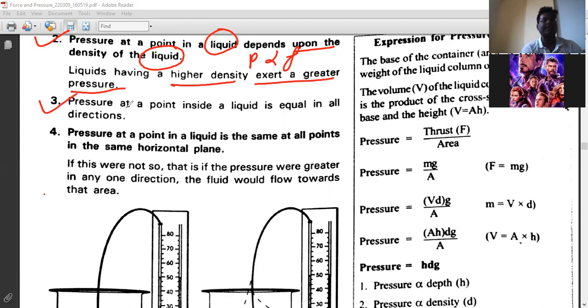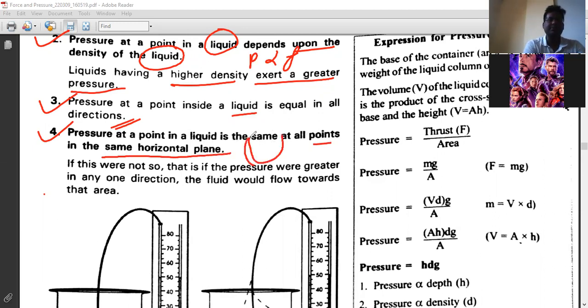The next point is that pressure at any point inside a liquid is equal in all directions. When we apply pressure to the liquid, it will transmit the pressure in all directions, right? This is the third point. Next, pressure at any point in a liquid is the same at all points in the horizontal plane, right?